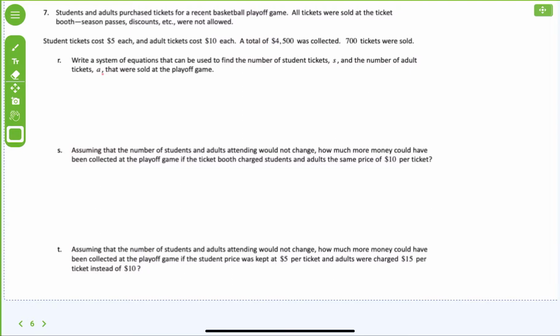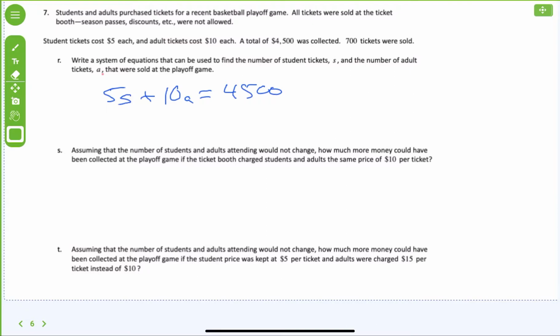So we're going to find a system of equations here. Basically, essentially, that's what we're going to do. Now, we know that the student tickets were $5 each. So let's say 5 times S plus the adult tickets were $10 each, right? 10 times A. And now how much was sold altogether? 4,500. Right? That's the dollar amounts.